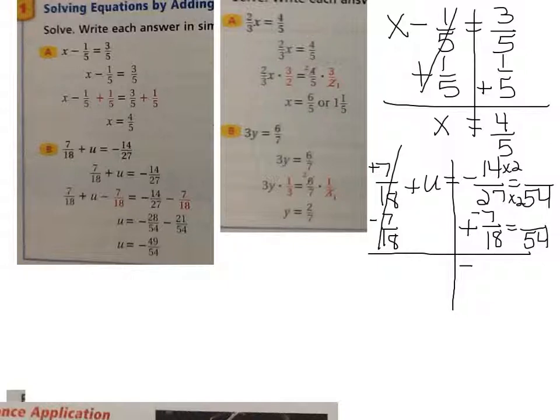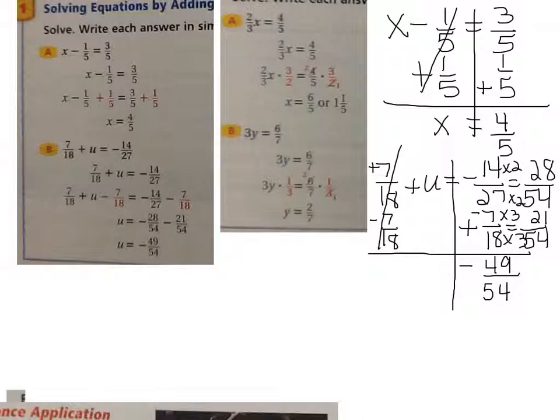What is 14 times 2? 28. 18 times 3 gives me 54. 7 times 3? Okay, your work would look neater than mine because it's hard for me to write on the iPad very precisely. Okay? So now I have a negative 28/54 plus a negative 21/54. So you're doing put together, keep the sign. Good, because 28 plus 21 is 49, negative 49/54.